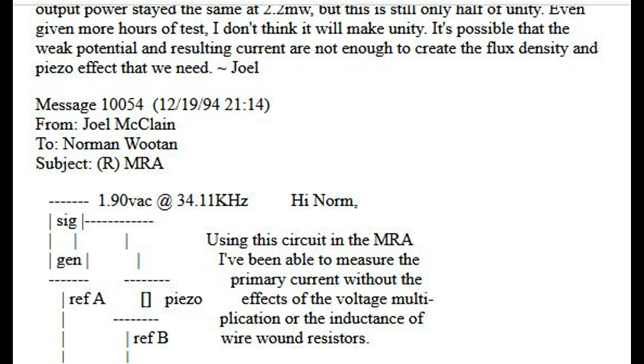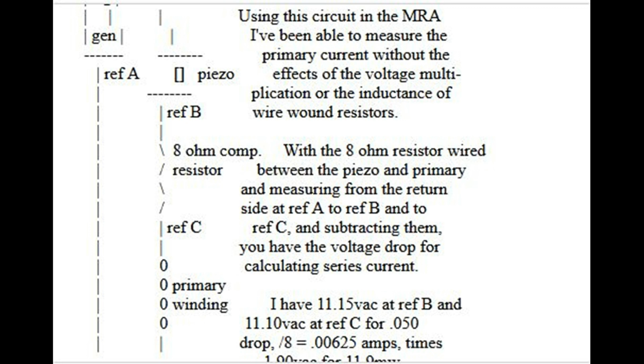ref A piezo effects of the voltage multiplication or the inductance of ref B wire wound resistors. With the 8 ohm resistor wired between the piezo and primary, and measuring from the return side at ref A to ref B and to ref C, and subtracting them, you have the voltage drop for calculating series current.